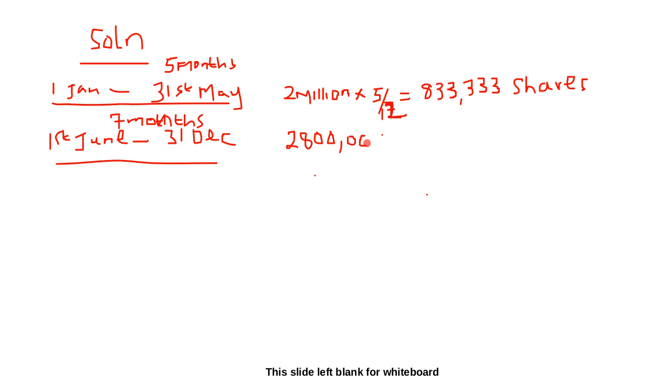So this will be 2,800,000 times the number of months there, which is 7 out of 12. So again, you need to do the calculation: 2,800,000 times 7 out of 12.